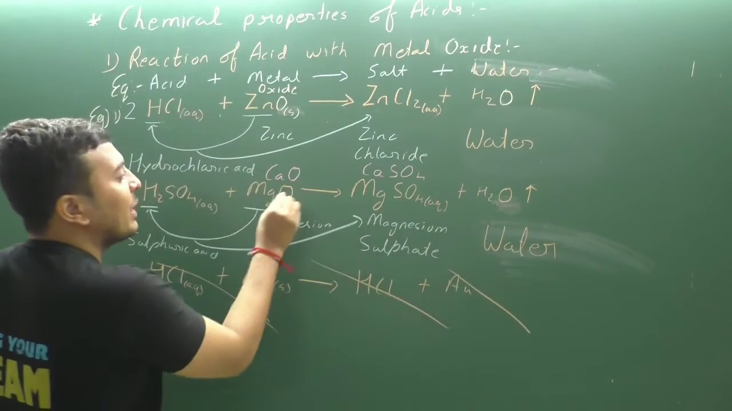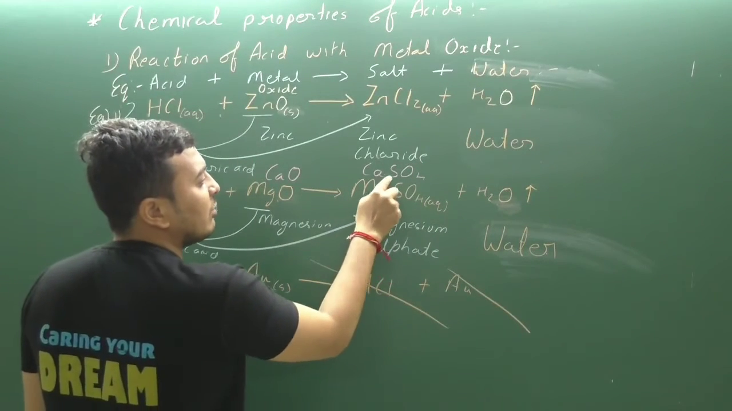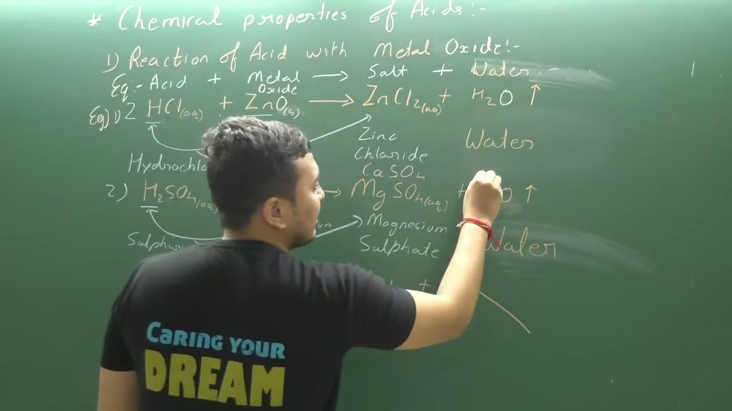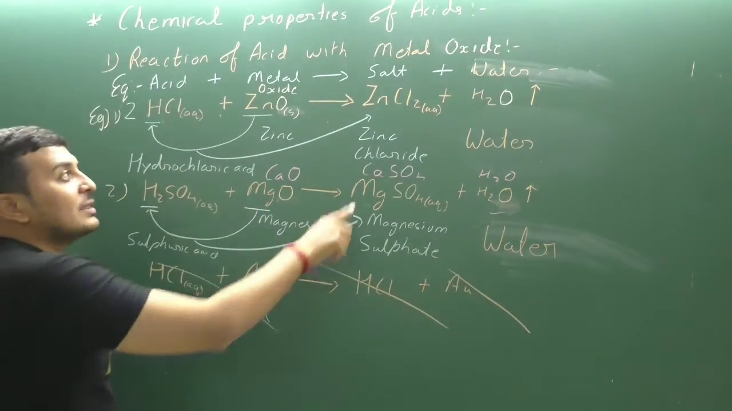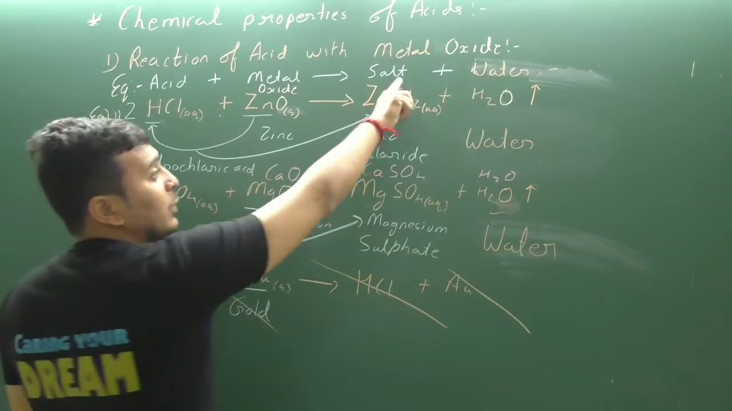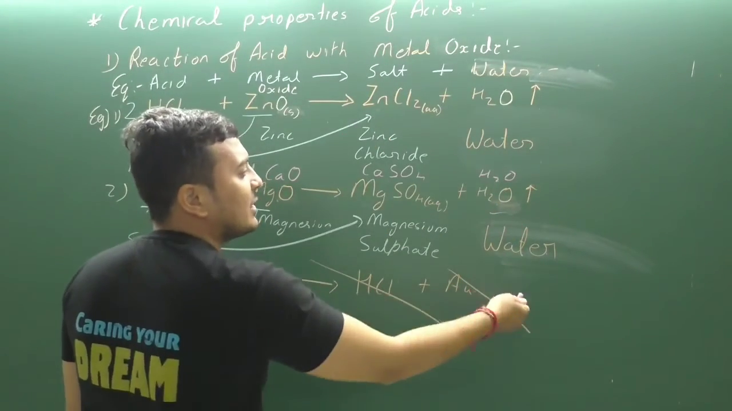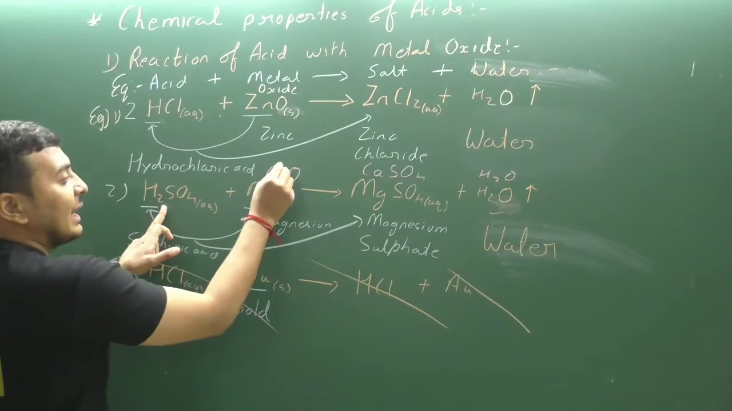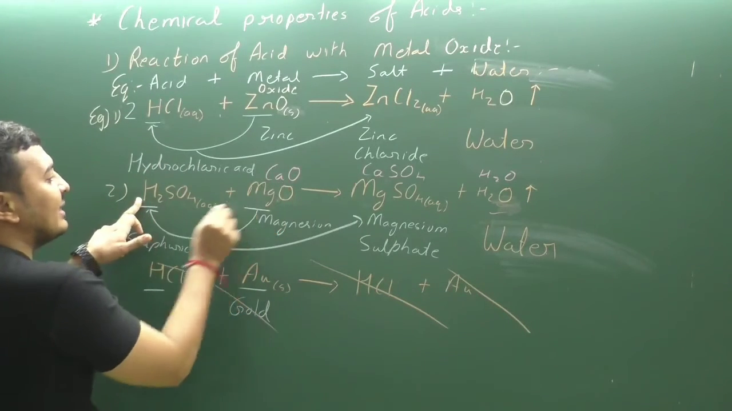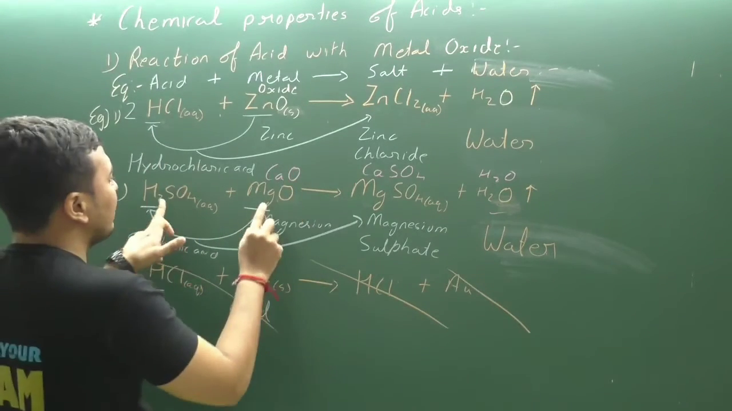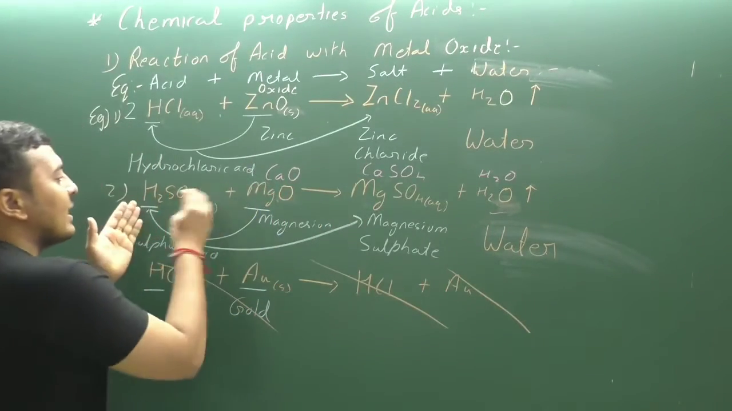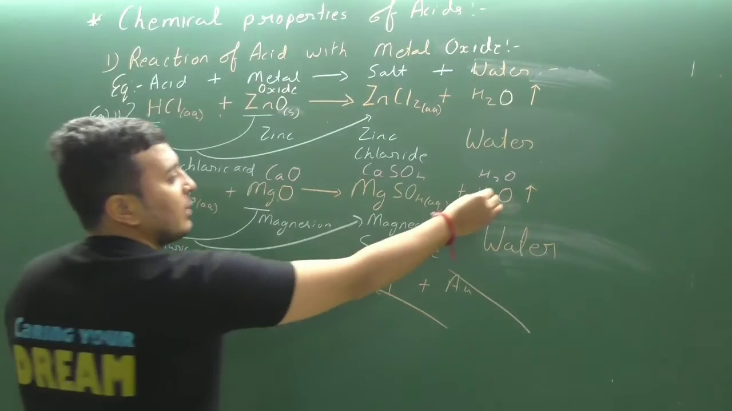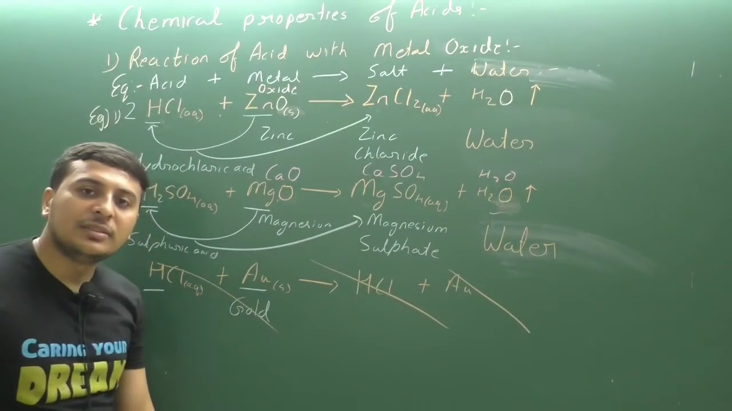Why? Because we don't have magnesium. So instead of MgSO4, it will form CaSO4 plus H2O. The water remains the same, so the salt changes. It forms salt and water. Water has the same formula, H2O. But here calcium is more reactive than hydrogen, so calcium will take the place of hydrogen. The compound will form CaSO4 instead of H2SO4. That is a salt. And then hydrogen reacts with oxygen and forms water.